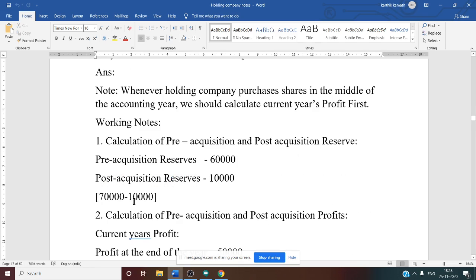So there is a correction. If you see here, there is a typing mistake. 10,000 I have written here. You have to write 60,000. That is, 60,000 is the pre-acquisition reserve. So you will get the answer 10,000 as post-acquisition reserve.